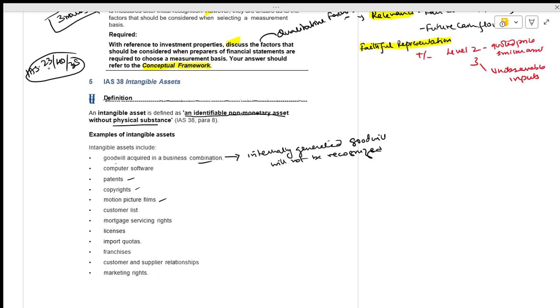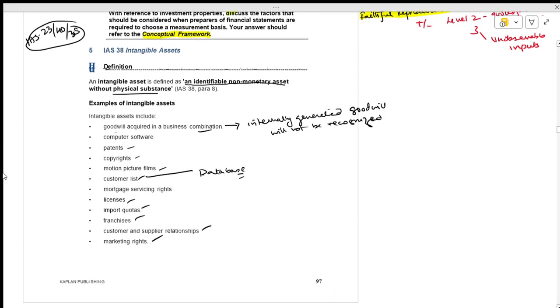Now you have Netflix, motion picture films, customer lists. That's very important. Database: people are only working on the database. Subscribers, that's very important. Mortgage servicing rights, licenses, quotas, franchises, customer and supplier relationships and marketing rights. These are the examples which we all know.